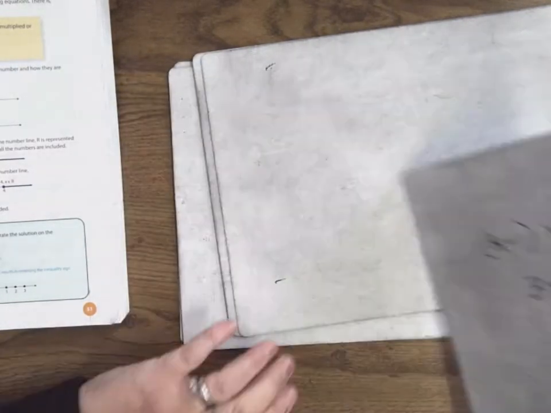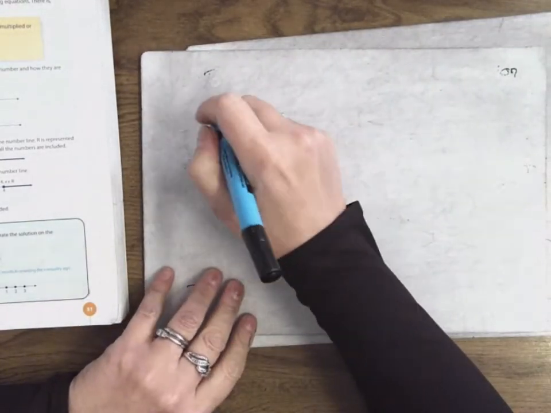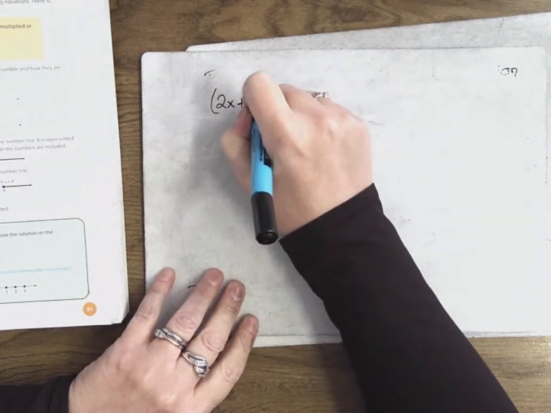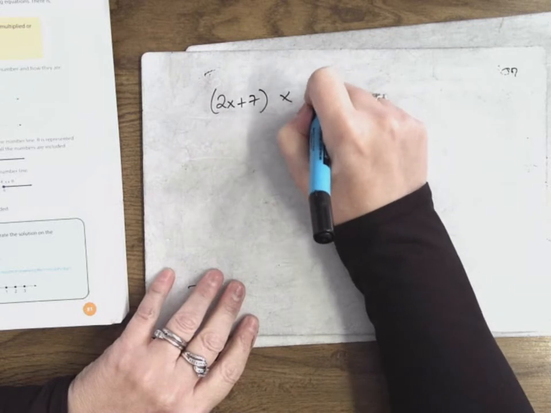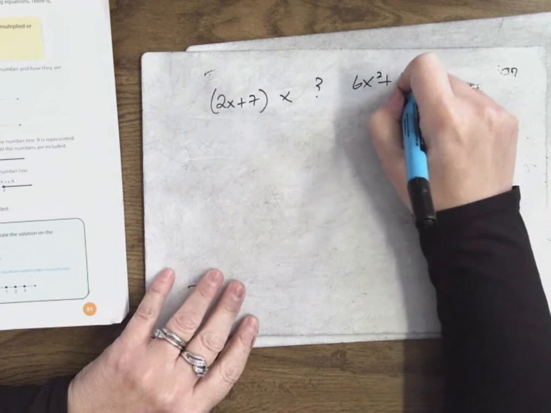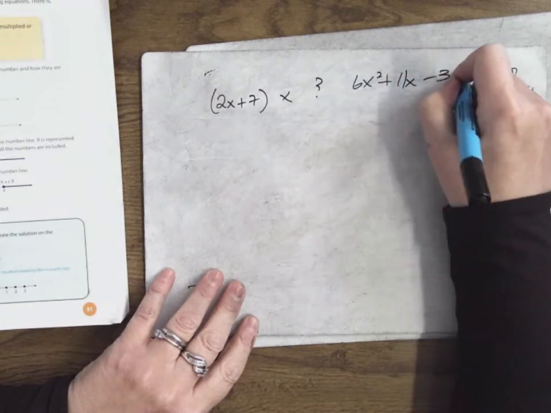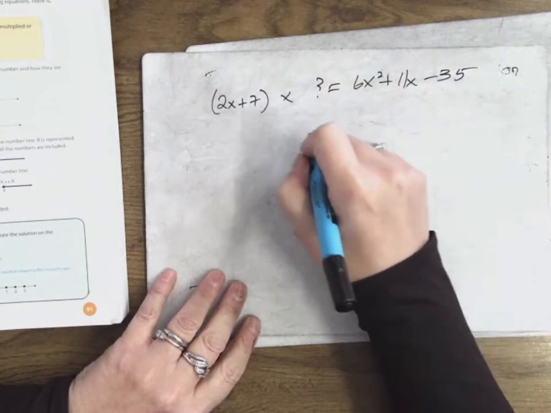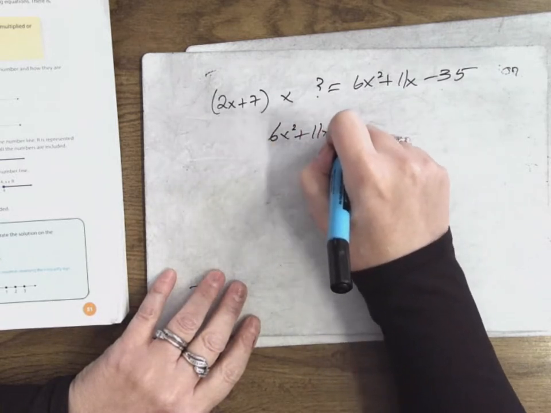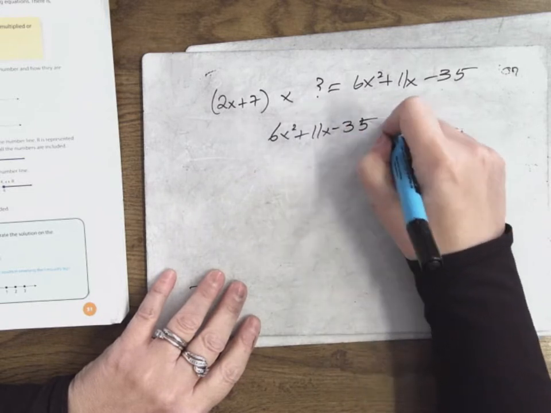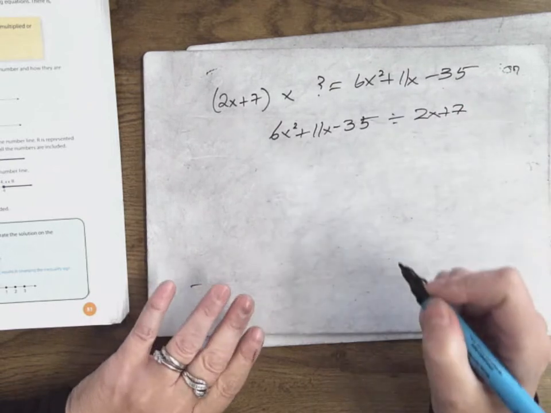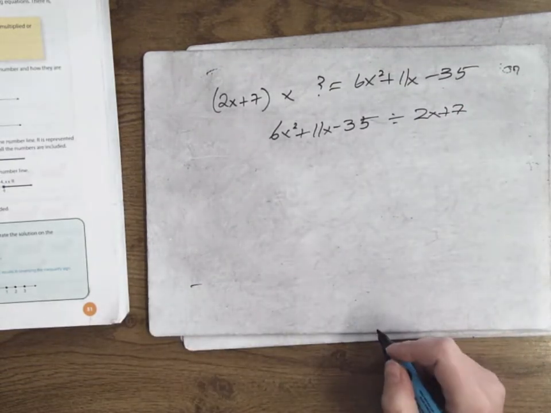Yeah? Right, okay. So number 7 is 2x plus 7 multiplied by something will give me 6x squared plus 11x minus 35. That's just another way of saying if you divide 6x squared plus 11x minus 35 divided by 2x plus 7, you will find out what the something is. Okay, so it's just a different way of asking you to do a division.